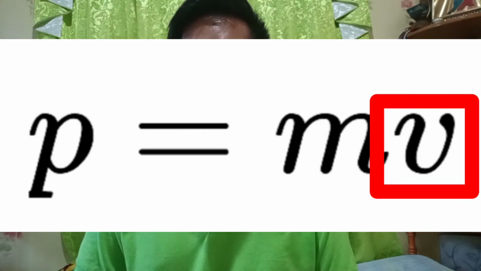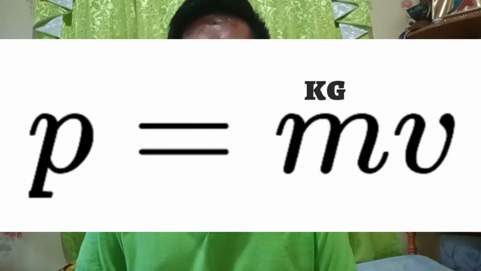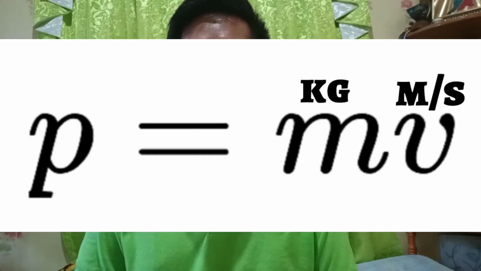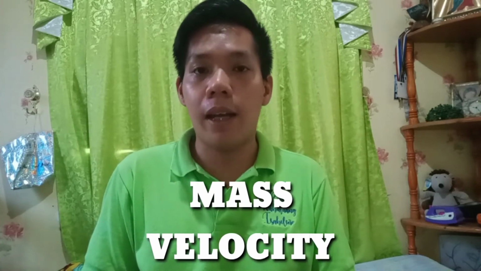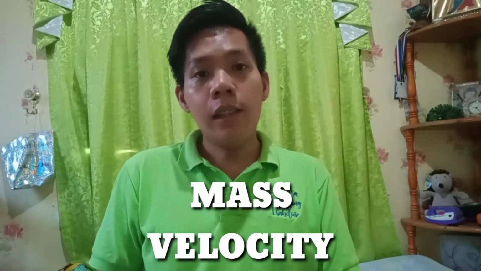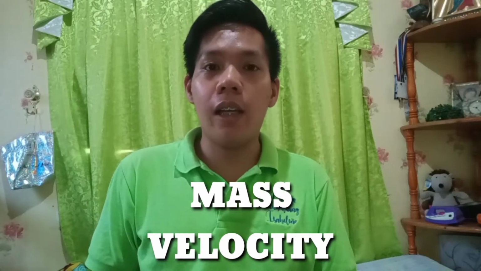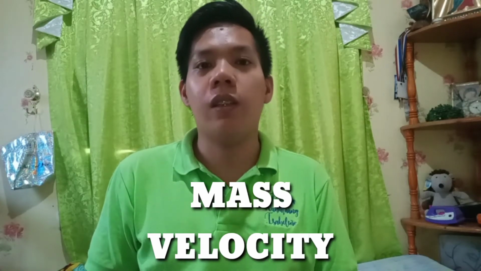where mass is measured in kilograms, velocity is measured in meters per second, and momentum is in kilograms meter per second. Earlier, I told you that momentum has something to do with mass and velocity. Now, we are going to try if you have a tight grasp of that idea.